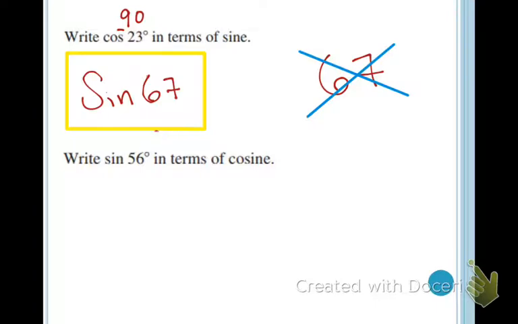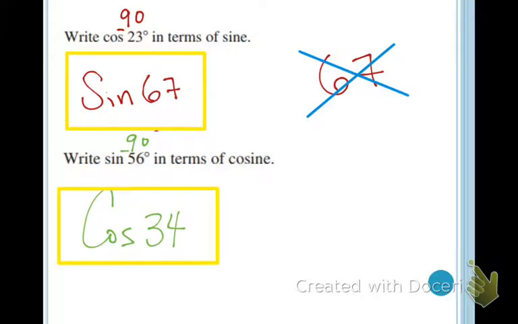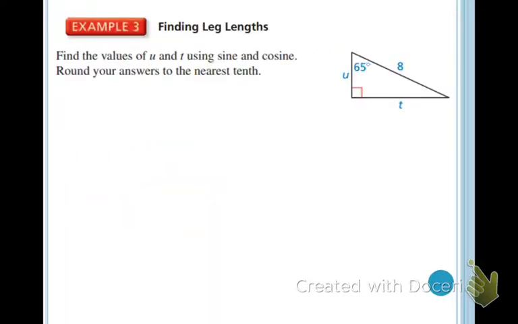Okay? All right, the second one, write sine of 56 in terms of cosine. So again, we need cosine. 90 minus 56 is 34. That's it. Is this simple enough? Okay, so that's why I said it's super simple. It's not meant to be a difficult thing, but you have to look back and look over this section again. Okay? So that was new.